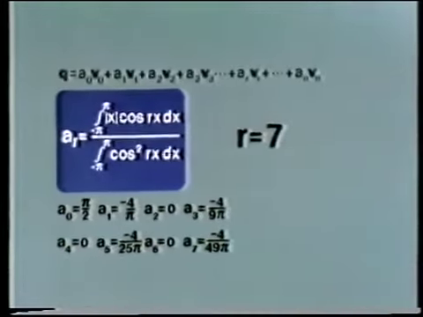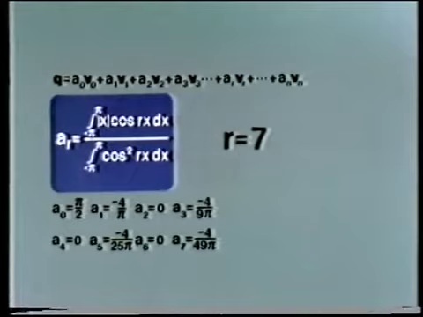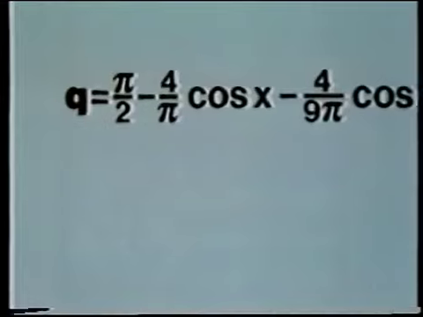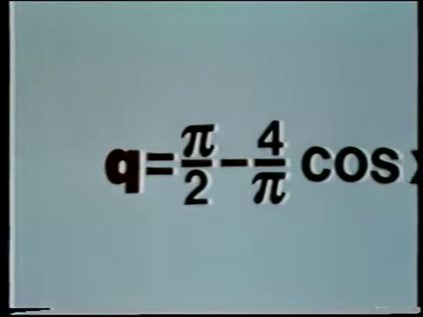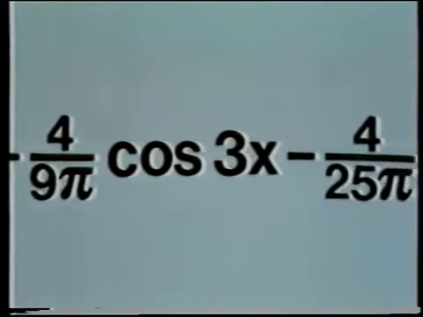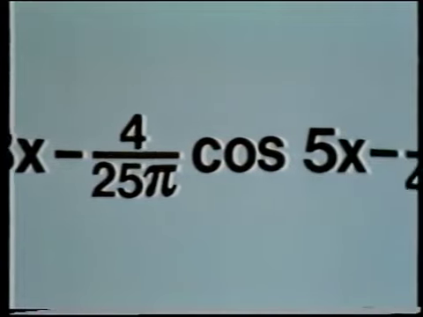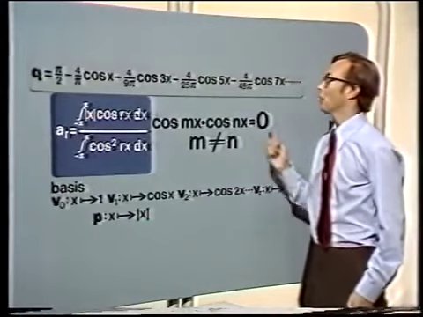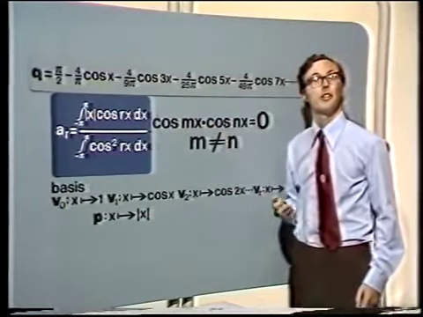We can now use these coefficients in our original expression to give this, a summation of these terms, each one being a product of a Fourier coefficient and a corresponding element of the set of orthogonal functions. For example, for this term, the coefficient is minus 4 over 49 pi, and the function is cos 7x. So this is our expression for q, approximating the function mod x.